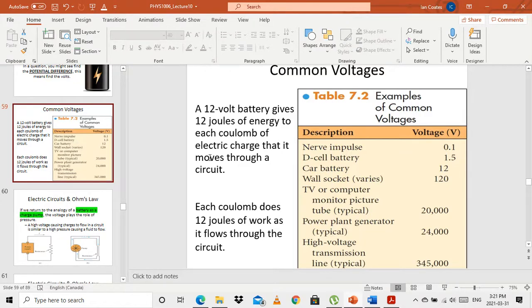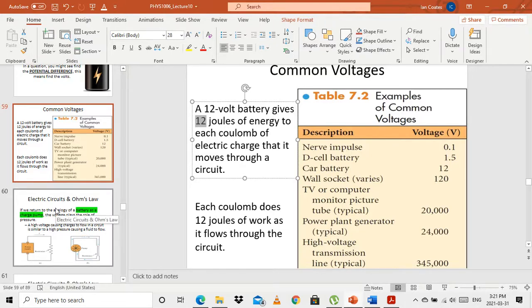Very dangerous stuff. So a 12-volt battery gives 12 joules of energy to each coulomb of electric charge. Let's read that again. A 12-volt battery gives 12 joules of energy to each coulomb of electric charge that it moves through the circuit. So a 15-volt would give 15 joules of energy to each coulomb. You see what's going on here? Each coulomb does 12 joules of work as it flows through the circuit.